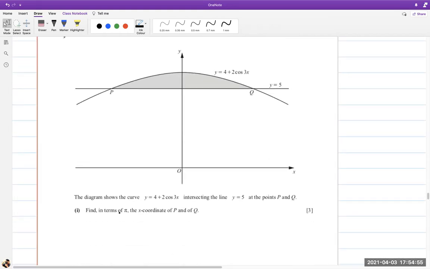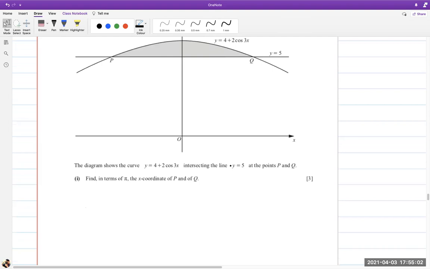Okay. The diagram shows the equation this, intersect the line this. Find in terms of y the coordinates of p and q. क्या करना है? इन दोनों equations को simultaneously solve करना है. So 5 is equal to 4 plus 2 cos 3x. Leaves me with 1 is equal to 2 cos 3x. Tells me cos 3x is equal to half.